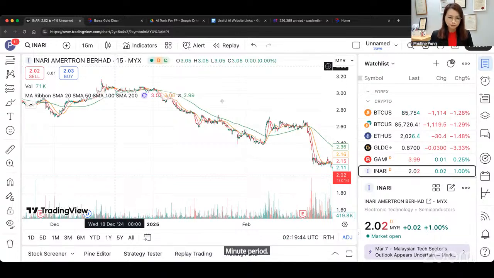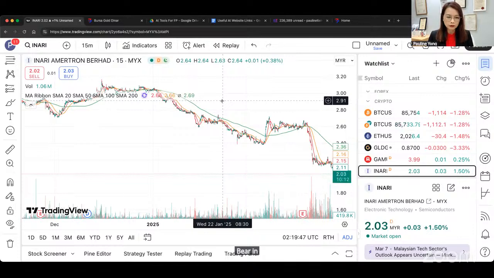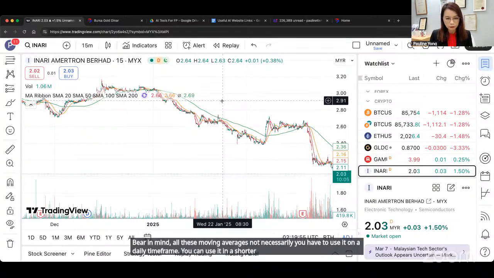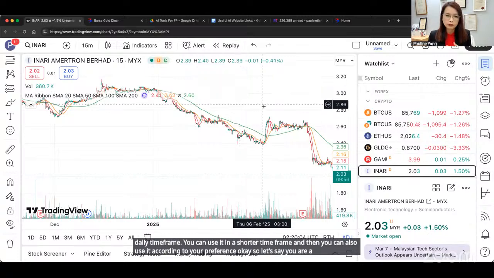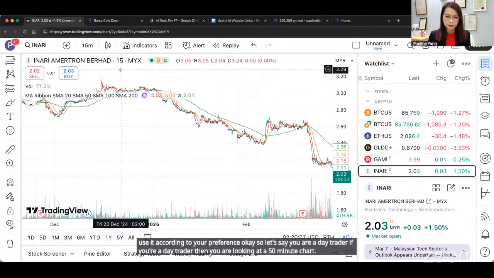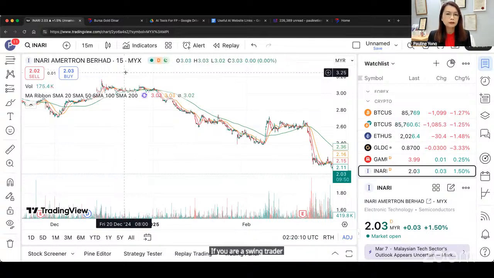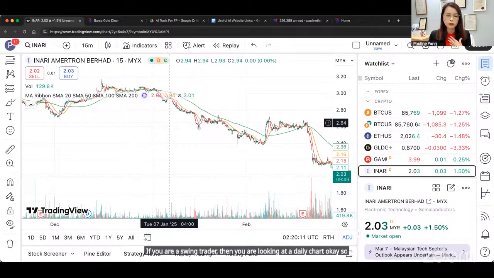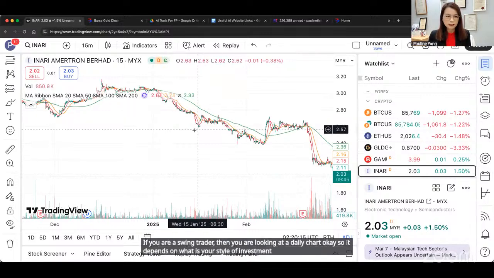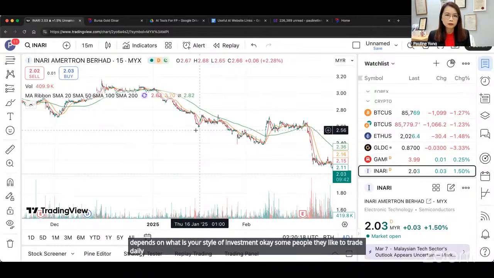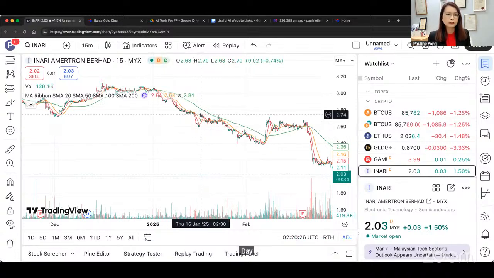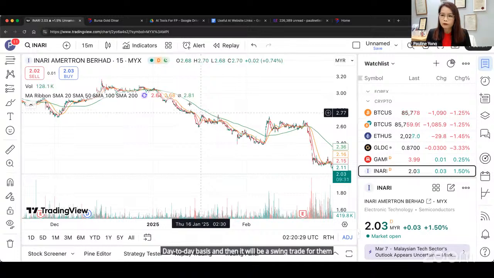So bear in mind, with all these moving averages, you don't necessarily have to use them on a daily time frame. You can use them in a shorter time frame, and you can also use them according to your preference. So let's say you are a day trader, then you are looking at the 15-minute chart. If you are a swing trader, then you are looking at the daily chart. So it depends on what your style of investment is. Some people like to trade daily, and some people don't like daily trading because they do not have the time. Then they will monitor on a day-to-day basis, and it will be a swing trade for them. So far, do you understand?